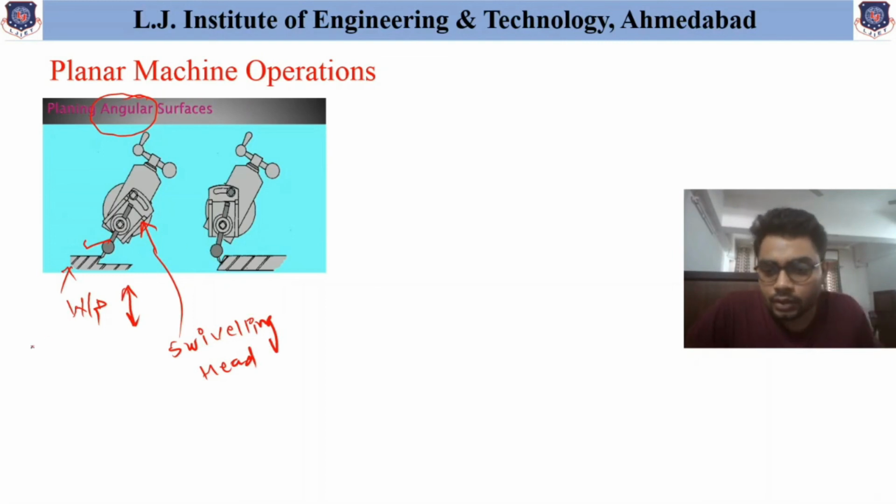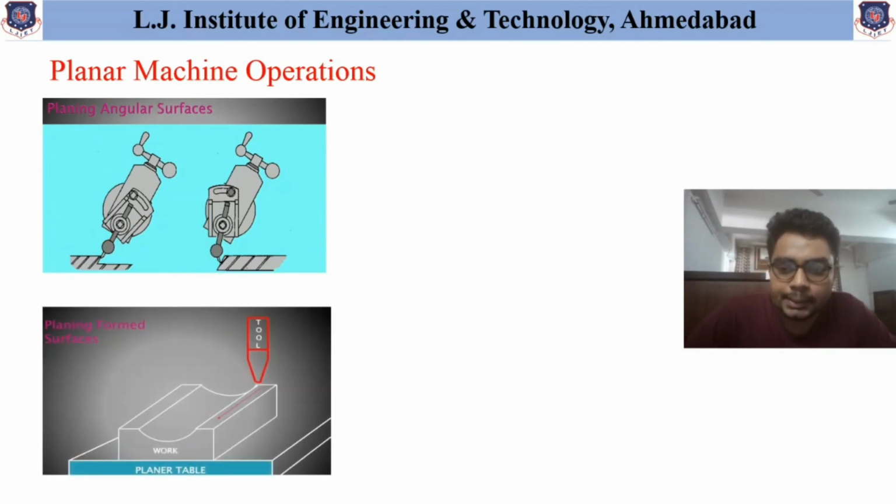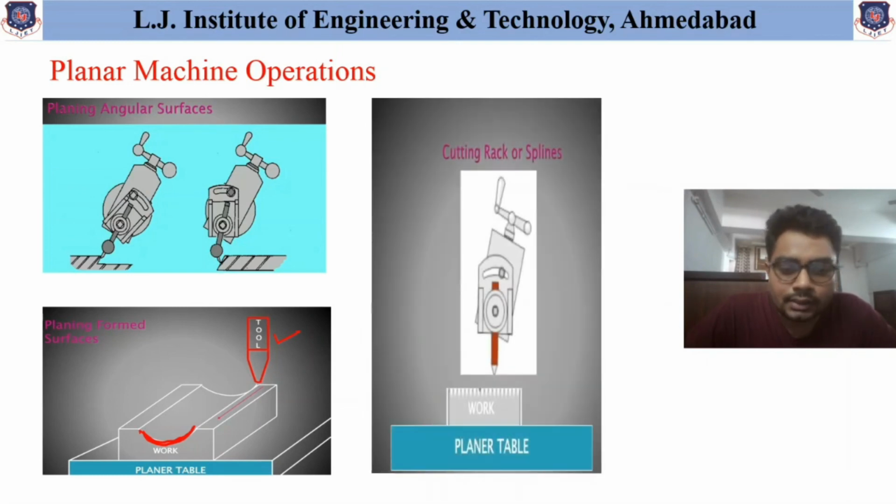Another machining or finishing operation that can be obtained using this planer machine is the planing of formed surfaces. To plane formed surfaces, the tool is given movement in the form that is required. That means if the form required is like this, then the tool is given movement in a similar shape, and the movement of the tool and workpiece is similar to what we have discussed in the previous cases. The next operation is the one with which splines can be obtained on the workpiece. To obtain splines, simply a cutting rack or spline operation is performed in the planer machine.